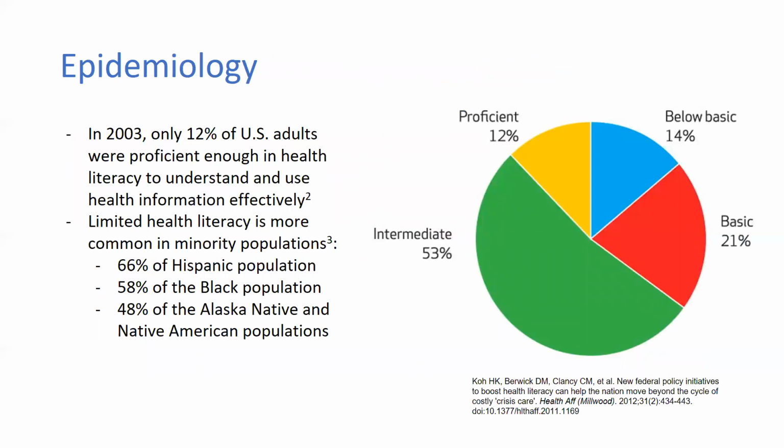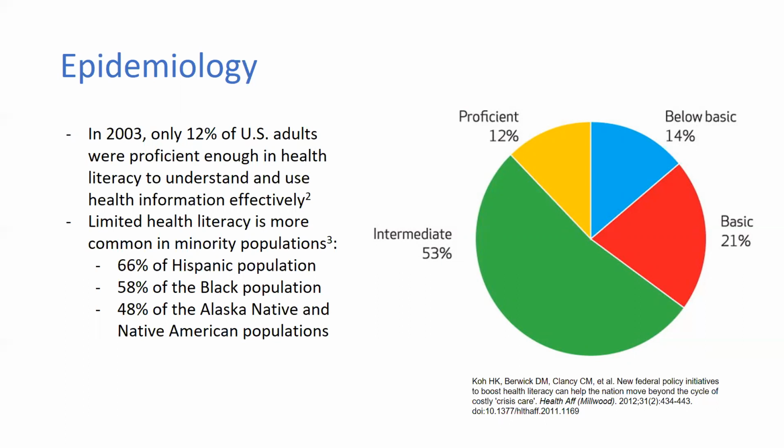Now, some epidemiology about health literacy. In 2003, it was found that only 12% of United States adults were proficient enough in health literacy to understand and use health information effectively. As you can see in this pie chart, we have 12% proficient health literacy, 53% intermediate, 21% basic, and 14% below basic. So that is a very small portion, 12%, that's actually able to fully optimize their healthcare with their health literacy skills.